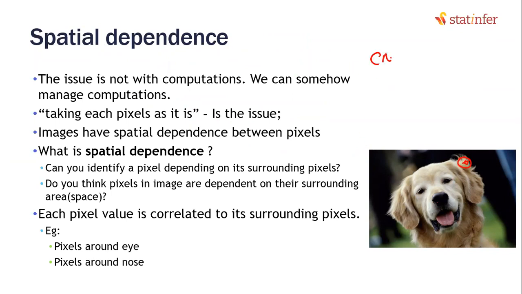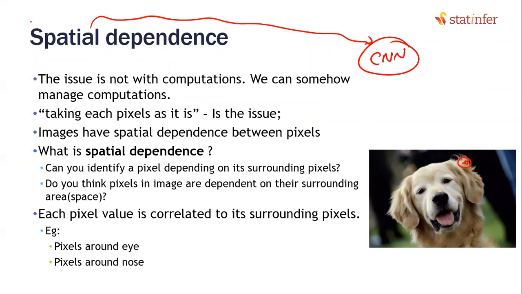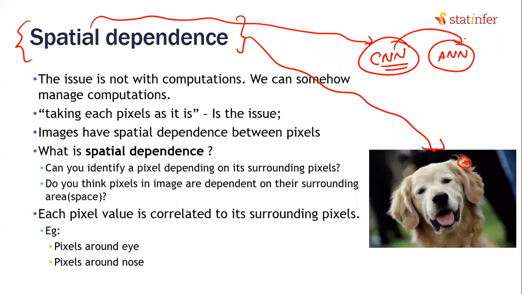Now, CNN, convolution neural network, somehow keeps this spatial dependence using some method. Once we understand how this spatial dependency is kept intact, that is what makes the convolution neural network slightly different from the artificial neural network. Both are neural networks only, but CNN smartly keeps this spatial dependence. By keeping it, we will be able to effectively do object classification, face recognition, anything related to images, very easily.